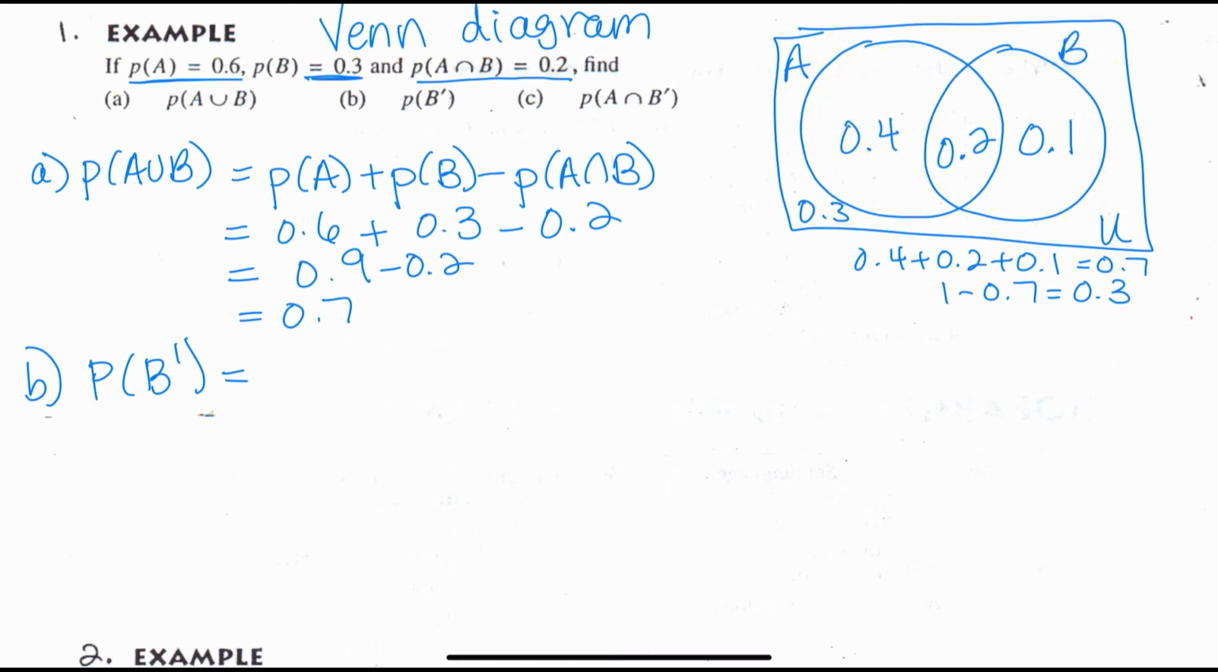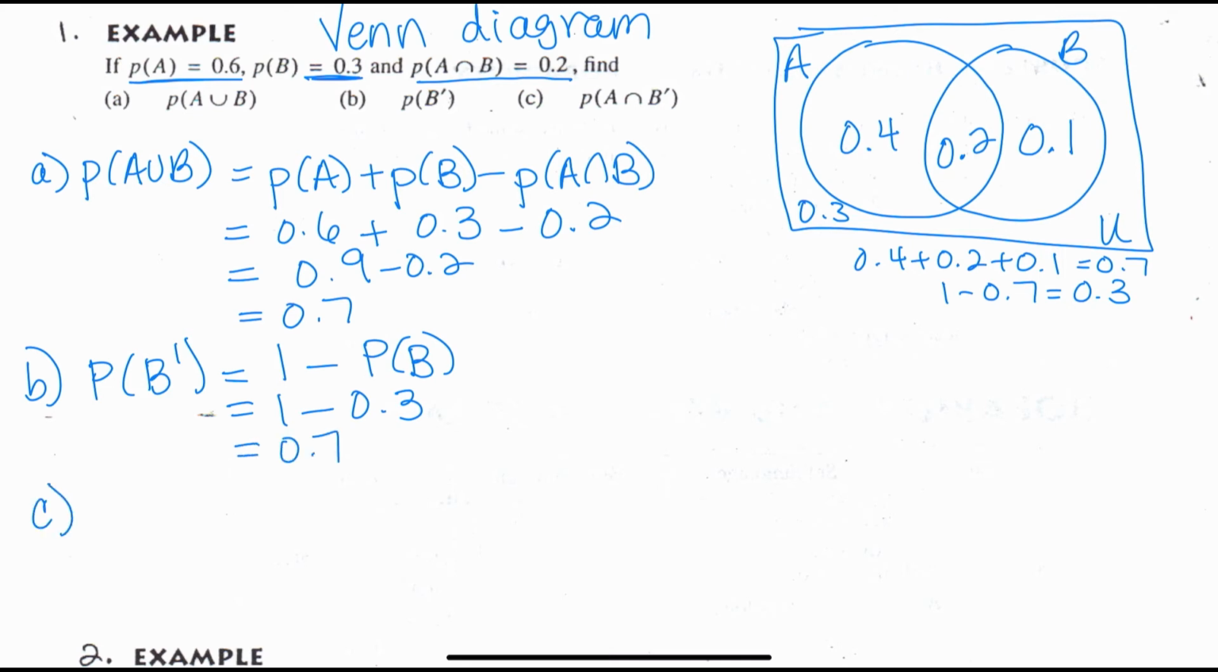Now I'm going to go ahead and do this the math way with the math formula. The probability of B complement is 1 minus the probability of B. The probability of B is 0.3 because remember, B is the entire circle. They also gave it to us in the problem right here. The probability of B is 0.3. And so this is going to equal 0.7.